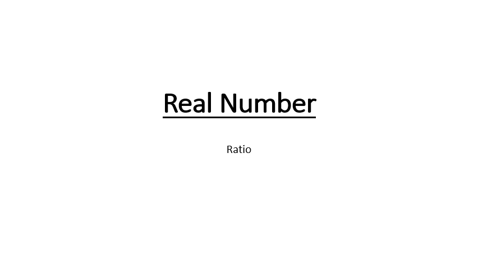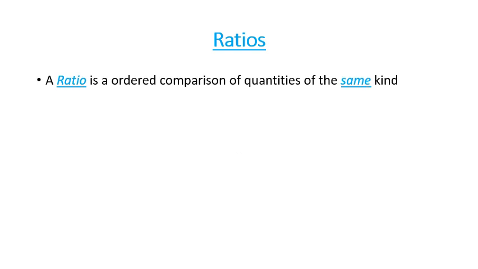Okay, this video tutorial looks at the mathematical strand of real number, and more specifically, we're going to focus on our understanding of ratio. So, first of all, you need to understand what a ratio is. Now, a ratio is essentially an ordered comparison of quantities of the same kind. Now, what does that actually mean?